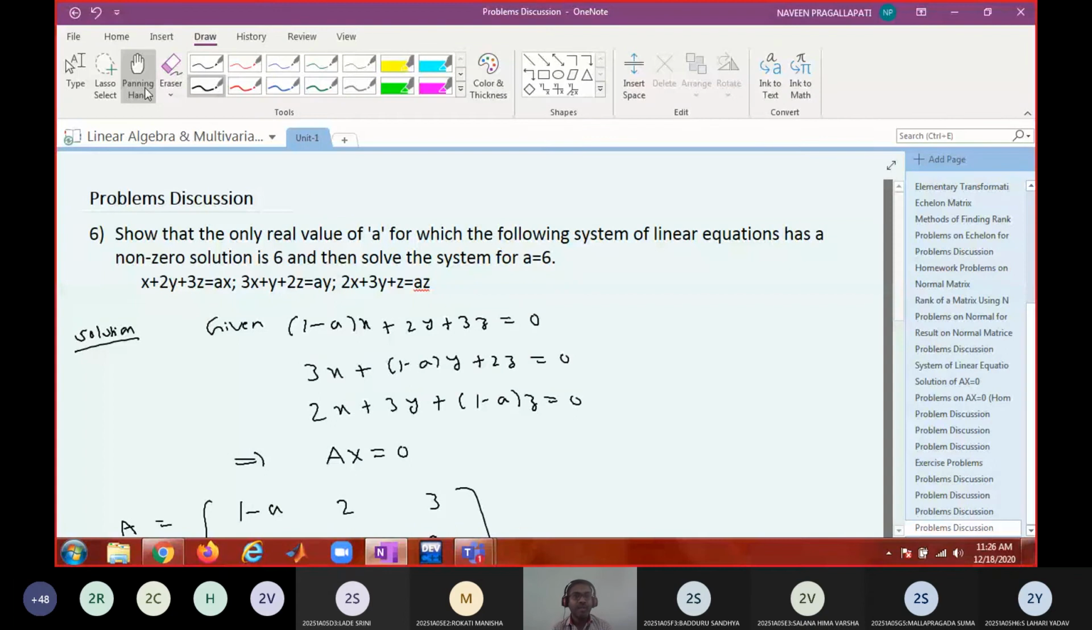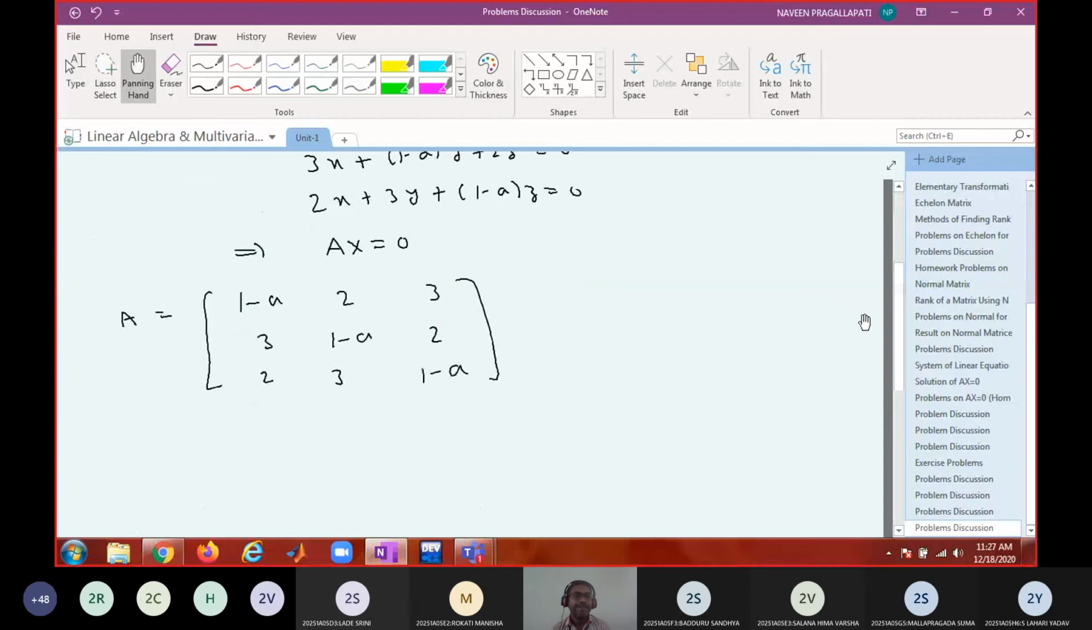In order to have a non-zero solution, what is the condition again? It is given that there is a non-zero solution for different values of a, but among those values of a, 6 is the only real value. That means the remaining values are not real. So that means Ax equal to 0 has a non-zero solution.